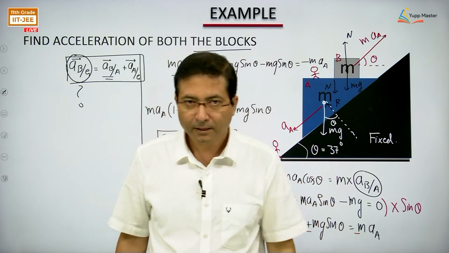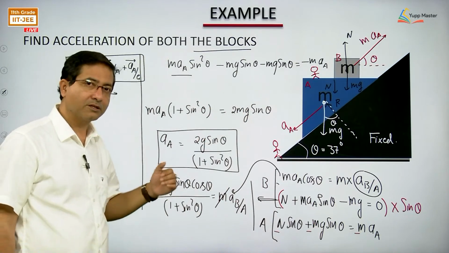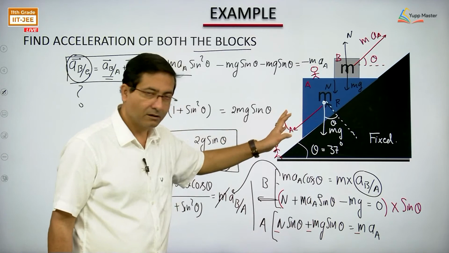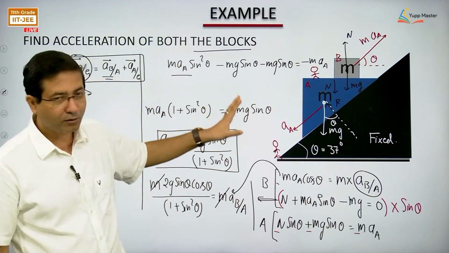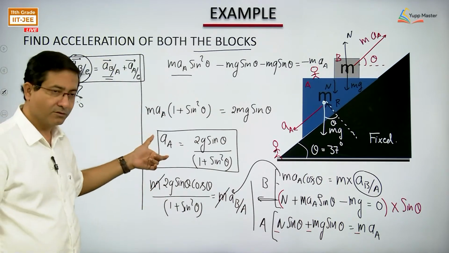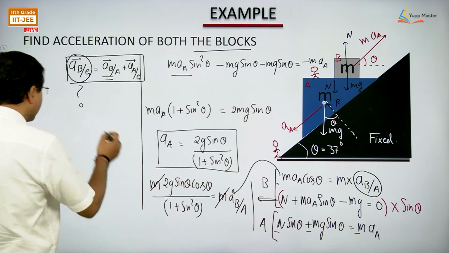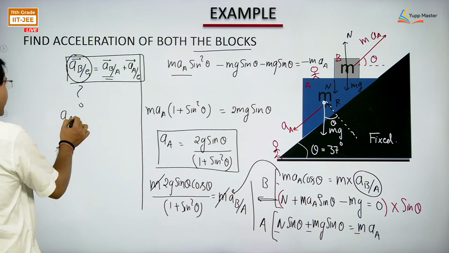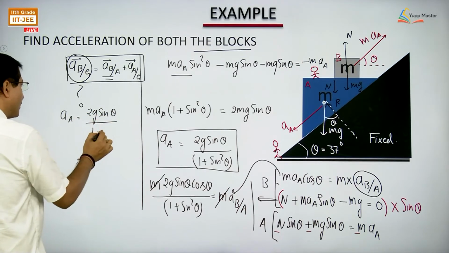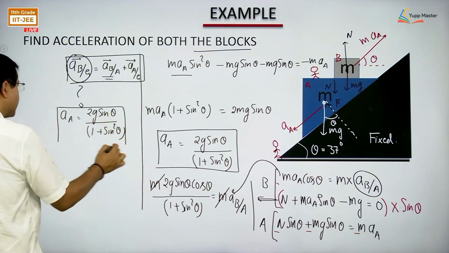Now if I want to solve the whole problem standing on the ground, I'll write the equations for block A and block B standing on the ground. Let's see whether we get the same result or not. So somewhere here I'll write the result. a_A we are getting is 2g sin theta divided by 1 plus sin square theta. This is the result we got by this method.